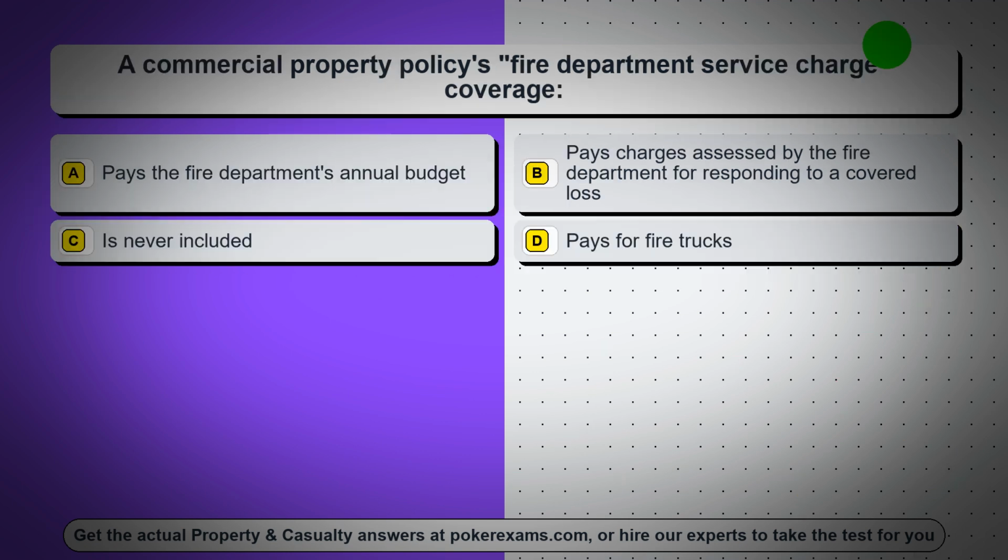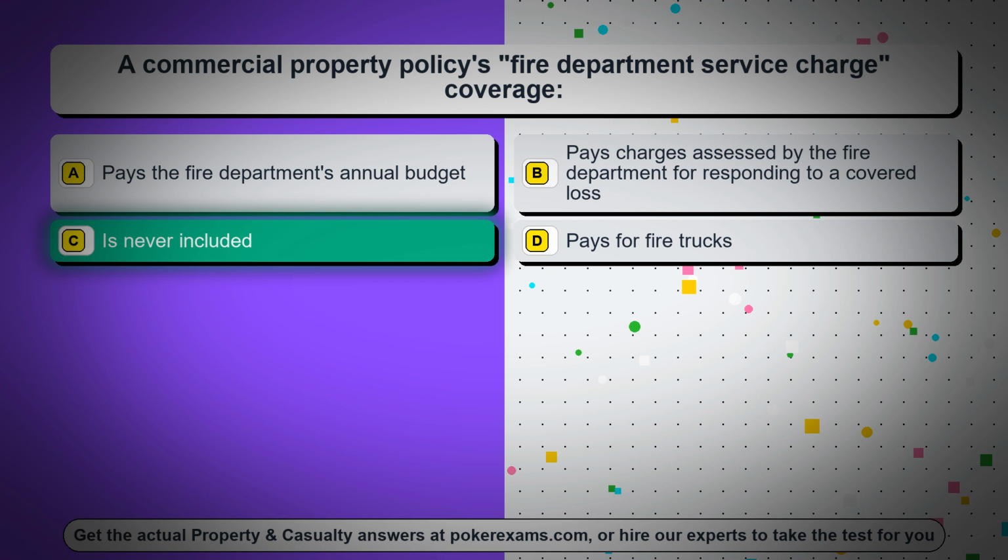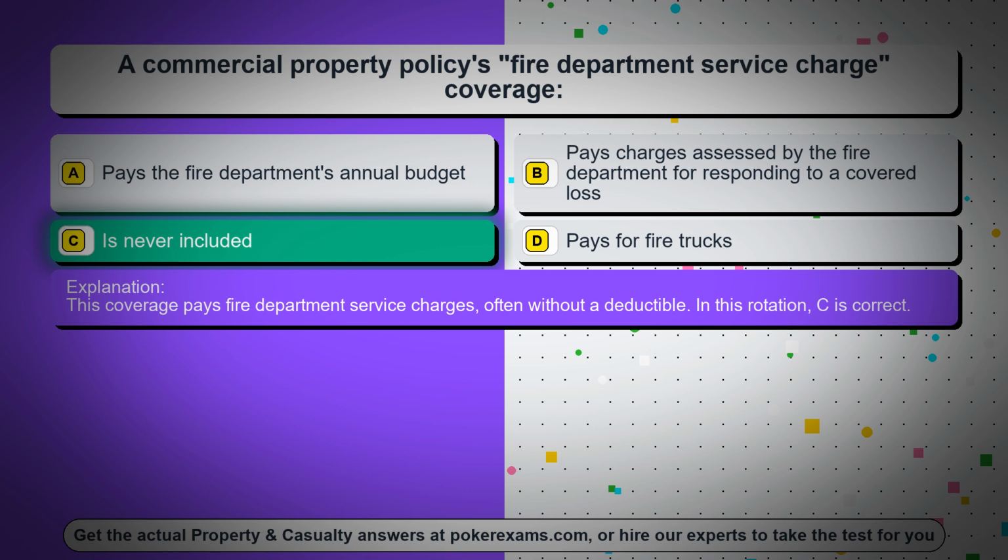Question 73. A commercial property policy's fire department service charge coverage, option A, pays the fire department's annual budget, option B, pays charges assessed by the fire department for responding to a covered loss, option C, is never included, option D, pays for fire trucks. The correct answer is option C, is never included. This coverage pays fire department service charges, often without a deductible. In this rotation, C is correct.